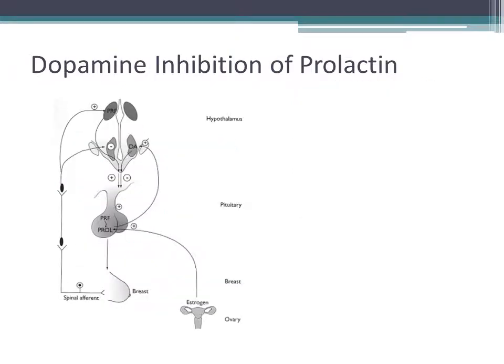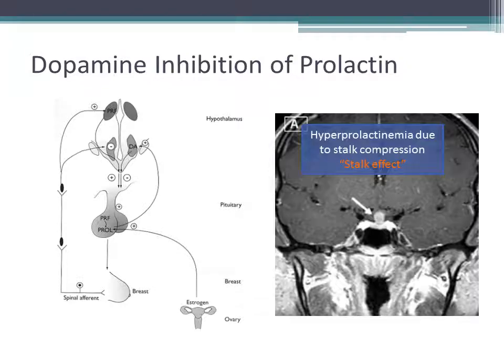Now, again, prolactin is under constant inhibition by dopamine, which is produced from the hypothalamus. Dopamine inhibits prolactin release or controls it. So if there's any interruption to this signal through the stalk, then we will end up with hyperprolactinemia. And this is what we call the stalk effect.